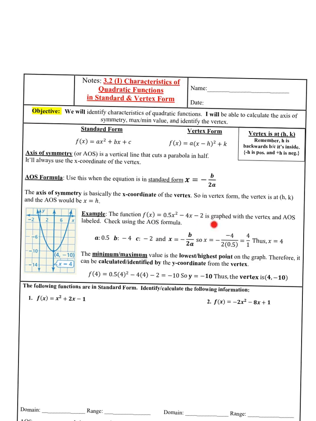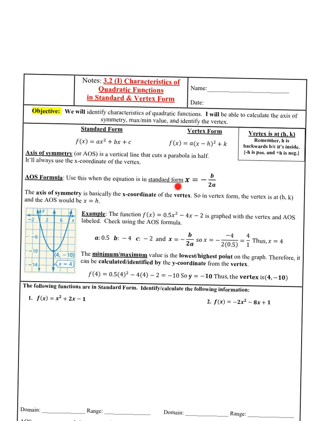So here I put an example with actual numbers. This example is going to be in standard form. Here I have 0.5x squared minus 4x minus 2. So the number by the x squared is a, 0.5. The number by the x is b, -4. And then I have minus 2 at the end, that's c.